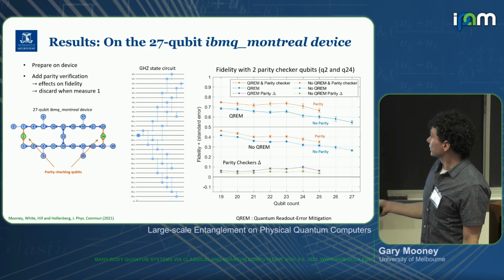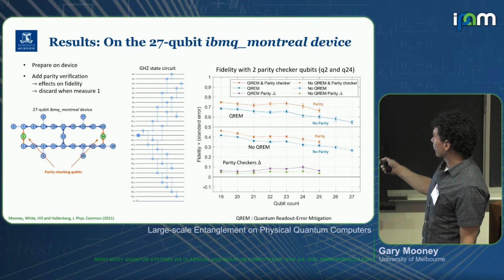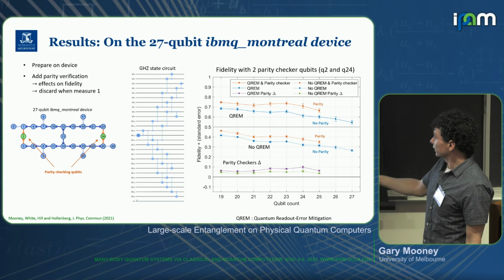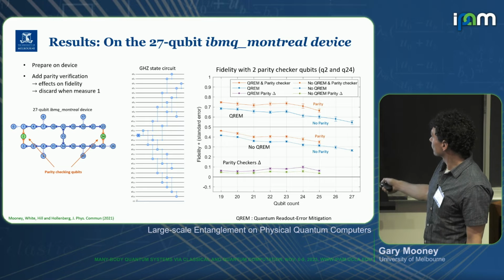And these are the results. So the top here is where we've got the readout error mitigation applied. And then the red, we've got parity using this parity verification method. And then here's just the standard method. And you can go all the way up to 27 qubits.